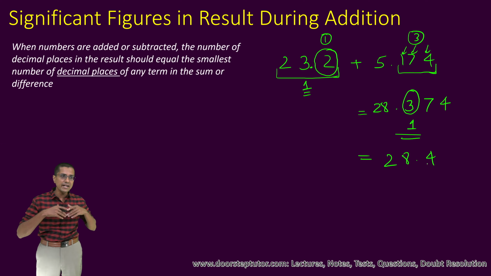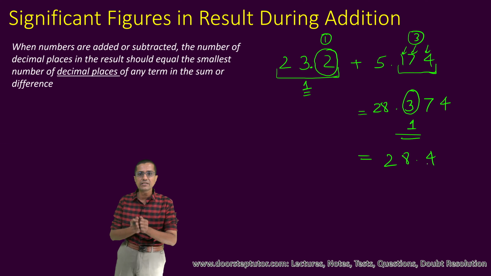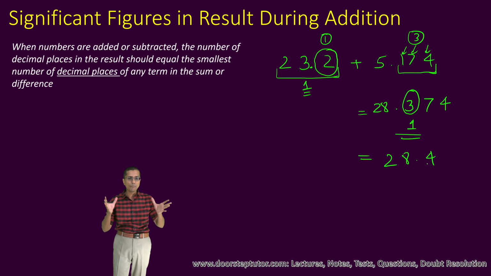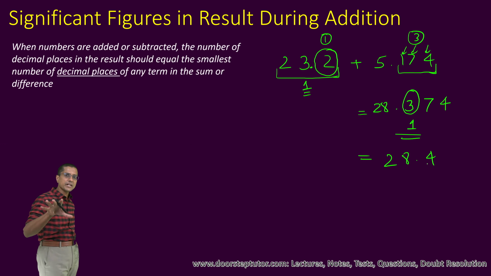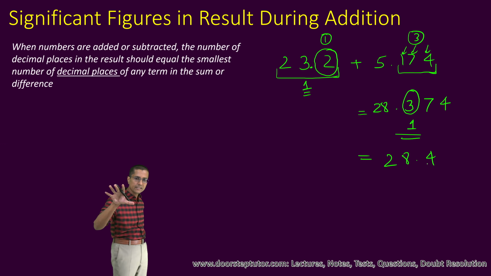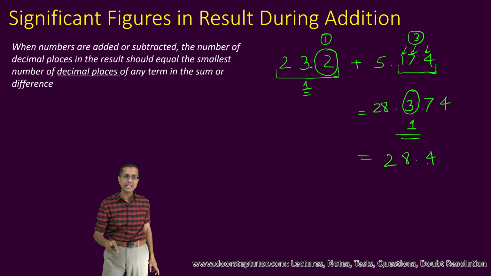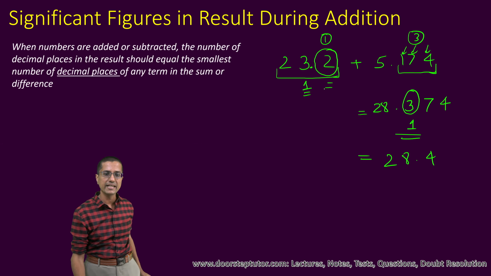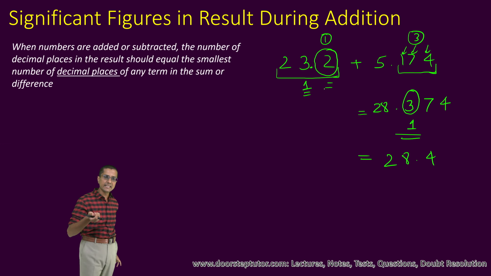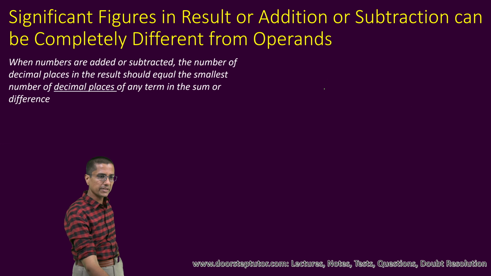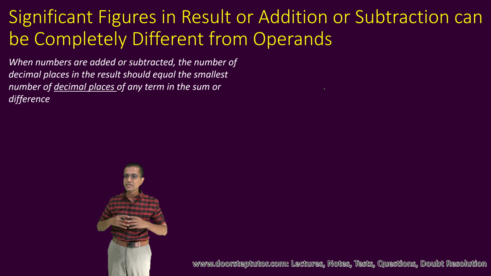So in case of addition and subtraction, I do not look at the number of significant figures of my operands. I look at the number of decimal places, and this is where students get confused. So always remember that in addition and subtraction, look at the decimal places of the operand. The number of decimal places in the final answer is governed by the operand with the least number of decimal places. In multiplication and division, we look at the number of significant figures in the operand. So remember that distinction. Let's take 2 more examples just to bring this point across a little stronger.